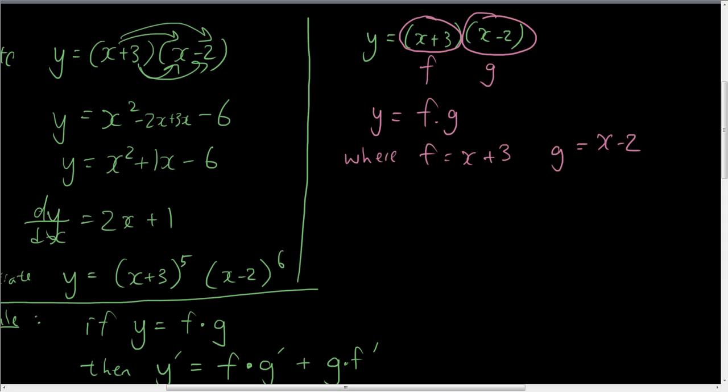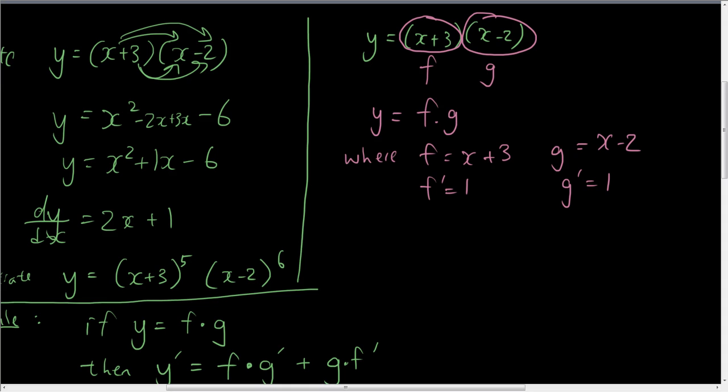So from there we can find f dash, which is 1, and g dash, which is also 1. Right? Because if you differentiate x plus 3, the 3 is a constant, so it disappears, or it becomes 0. So we have a 1 in front of x, and that's the answer. And g dash is also 1.